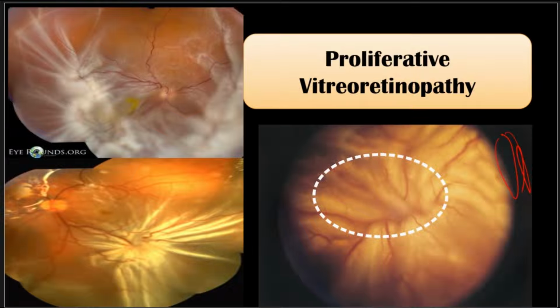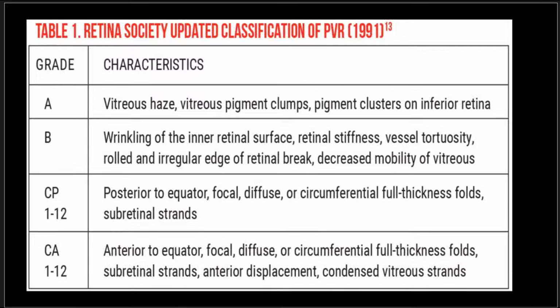So, this leads to disappointing visual results because of this. Now, for the sake of completion, let's talk about the various classification of PVR. So we have this Retina Society updated classification of PVR in which you have these three grades, basically grade A, grade B, and grade C. Grade C is further divided into CP and CA.